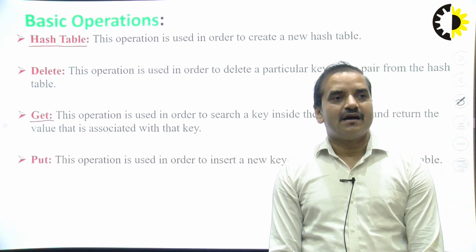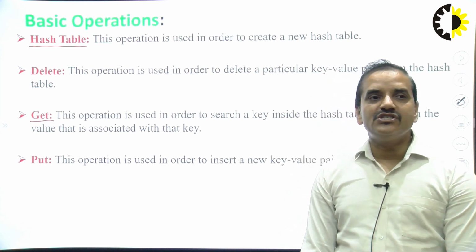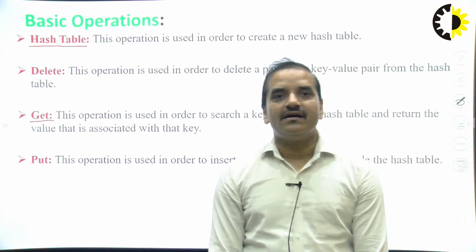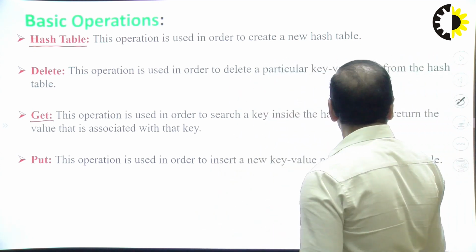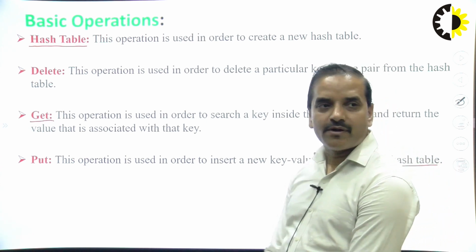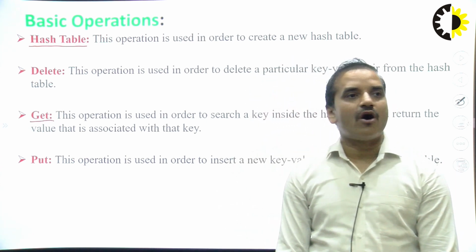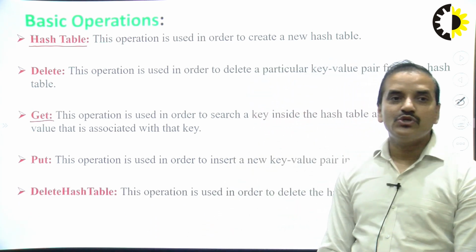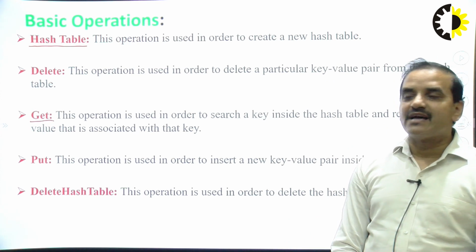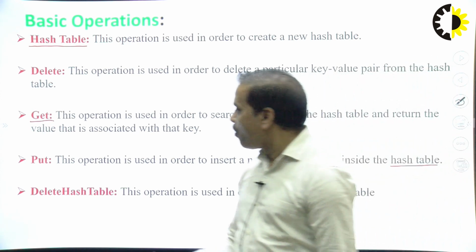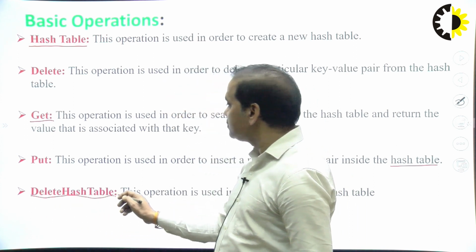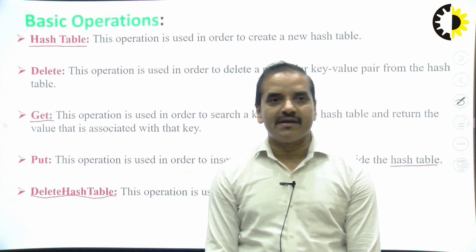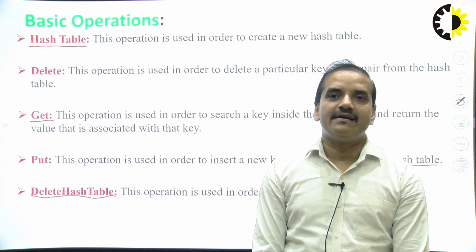The next point is the put function. This operation is used in order to insert a new key value pair inside the hash table. That means if we want to insert a value in a hash table, then we have to use the put operation. The next one is delete hash table. This operation is used in order to delete the hash table. If we want to delete the whole table, then we have to use the delete hash table operation. By using this operation, we delete all the entries of the table.